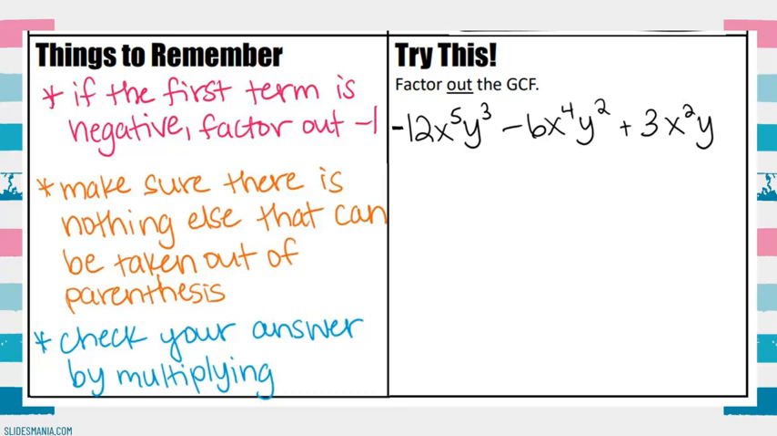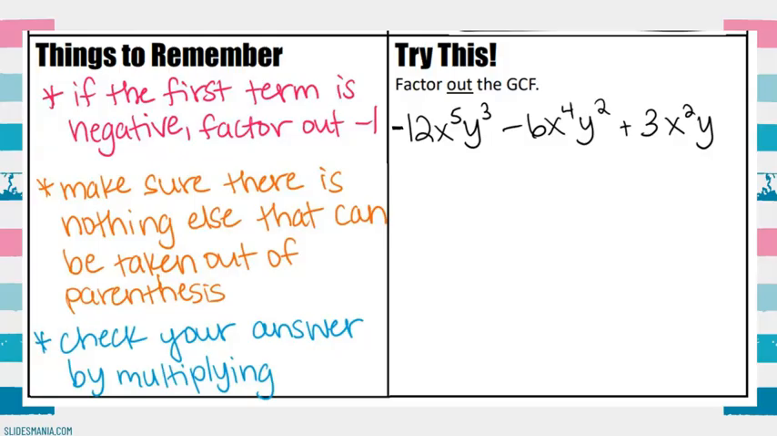Here are a couple reminders, with an example we're going to do to demonstrate some of them. First, and this is new, if the first term is negative, we don't want to leave that negative there. We are going to factor out that negative number. I'll show you what that looks like in our try this problem.